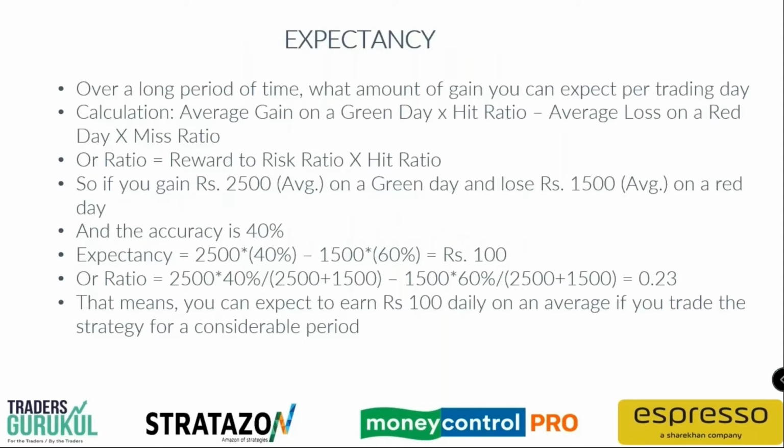The next thing is expectancy. I think this is the most important thing as far as the strategy is concerned. This is basically, over a long period of time, what amount of profit you are expecting per trading day. So you are earning 2,000 a day and you are losing 500 another day. So what is the average? Suppose you are using a strategy for a longer time horizon.